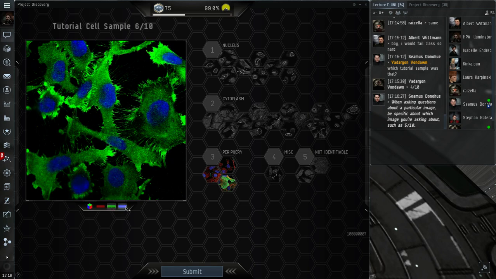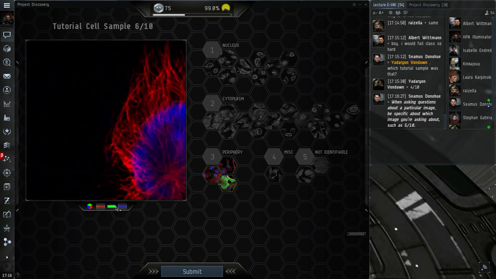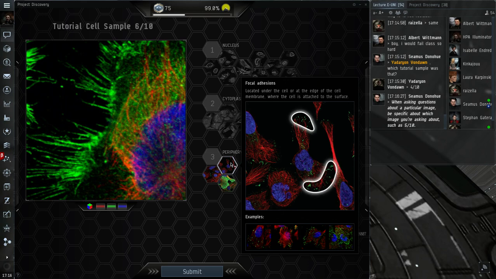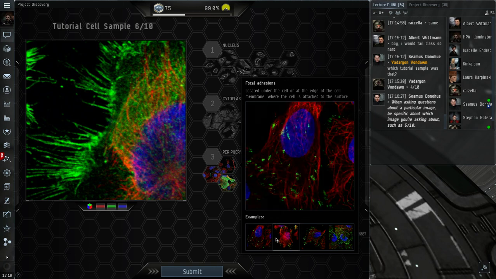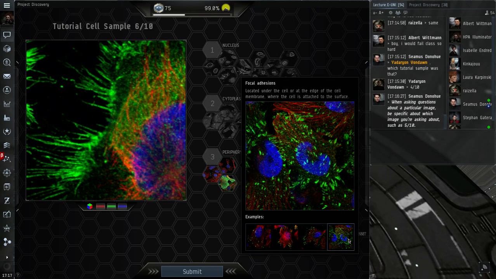Here we have a staining that is not overlapping with the blue at all. It is partly overlapping with the red, but we can also see a lot of staining outside the red, which means it's one of the 3 categories in the periphery, where we have focal adhesions. Focal adhesions are sort of like the feet of the cell. They attach the cell to the surface and they help it move around. But focal adhesions should be really short, a bit thick, sometimes almost triangular in their shape. And they're usually located much more under the cell.